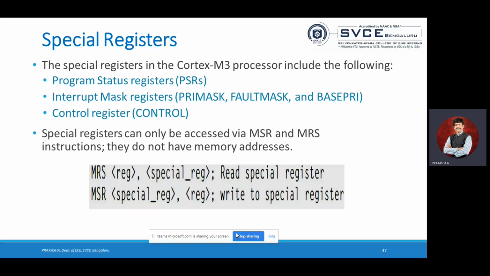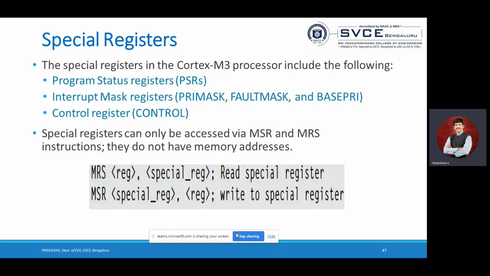Even though we have two more instructions like LDR and STR, LDR and STR are not the same as MSR and MRS. Whenever we deal with moving between register and special register, at that time we go for the MSR and MRS instructions. They do not have memory addresses; they don't deal with memory addresses.